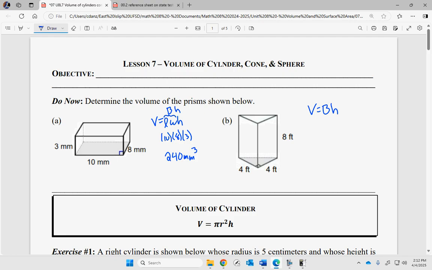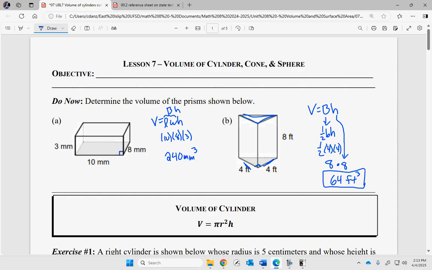So when we do a triangular prism, we need to know that the shape of the base is a triangle. Therefore, the area of the base would be 1/2 base times height. Remember, we look for this right angle here, and we know that the base and the height both happen to be 4. So 1/2 of 4 times 4 is 8. Don't forget this height. That's the height of the prism, which is 8. And 8 times 8 is 64. So it's 64 cubic feet.